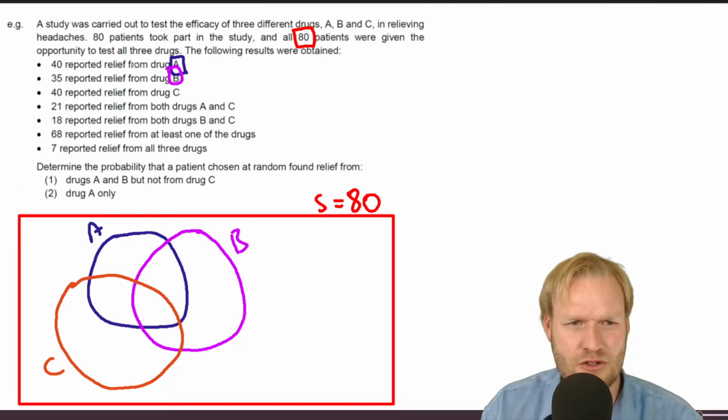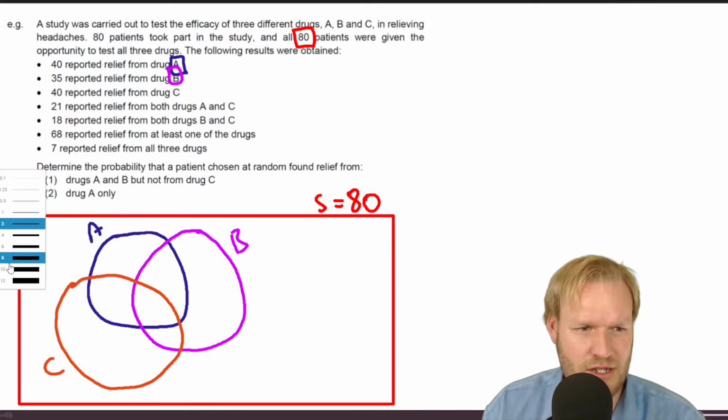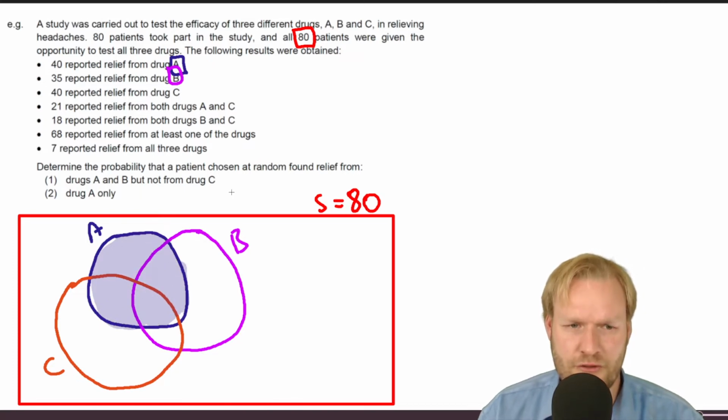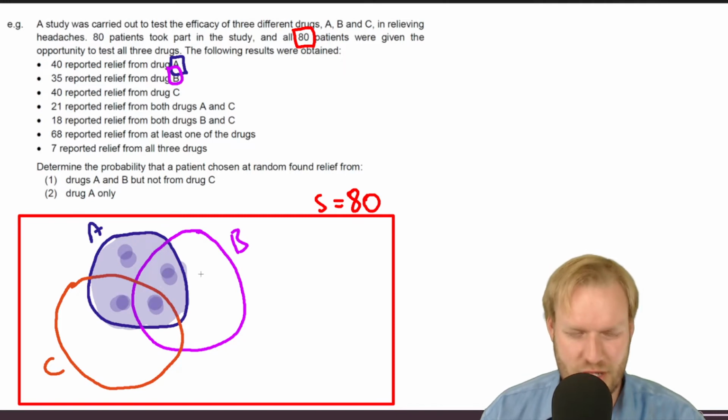40 reported relief from drug A. I'm not going to do this for each of these, but the idea here is that that whole space there is A. So we know that all of those add up to 40. It doesn't really help us because we have no idea of the makeup. Is it 10, 10, 10, 10? Is it 40, 0, 0, 0? We don't know at all.